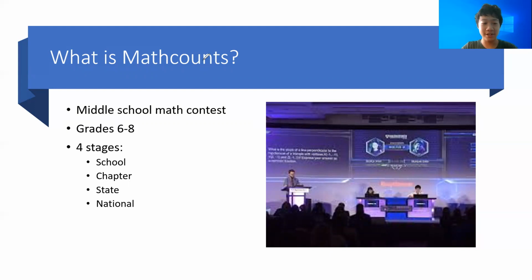The first stage is the school stage, which obviously starts in your school. Okay, once you pass the school stage, you go to the chapter, which is kind of like a regional stage. Then you go to the state. The state is where the top students from the whole state participate together. And then they take the best out of the state to the nationals. And at the nationals, they will figure out who is the Mathcounts champion.